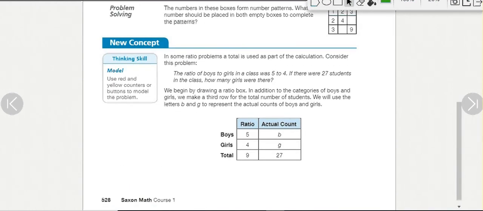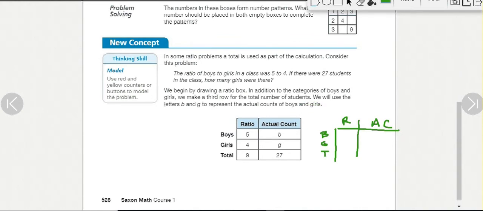Remember ratio boxes, they can be very helpful, or you can just draw like a T like this. And then just make sure you're labeling ratio, actual count, boys, girls, total, like I was just doing. That'd be fine. If you want to draw a line here, keep it separate, that's fine. You don't have to draw the box around. You don't have to do that.